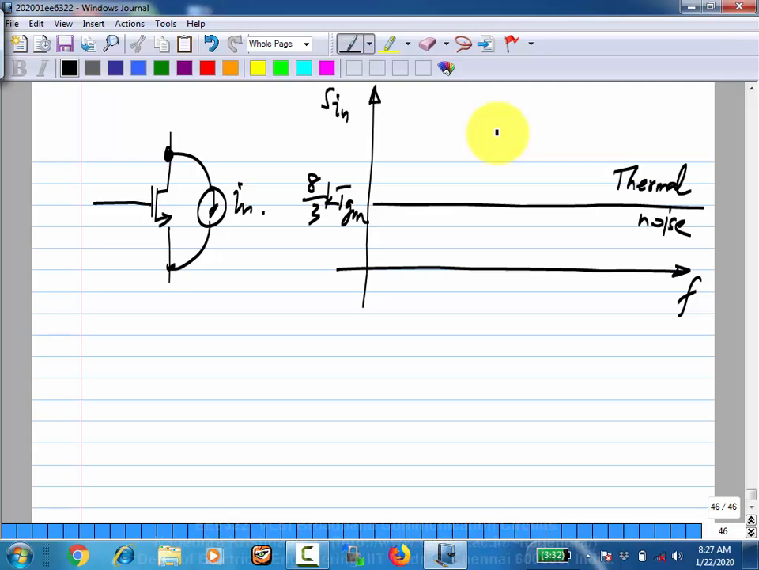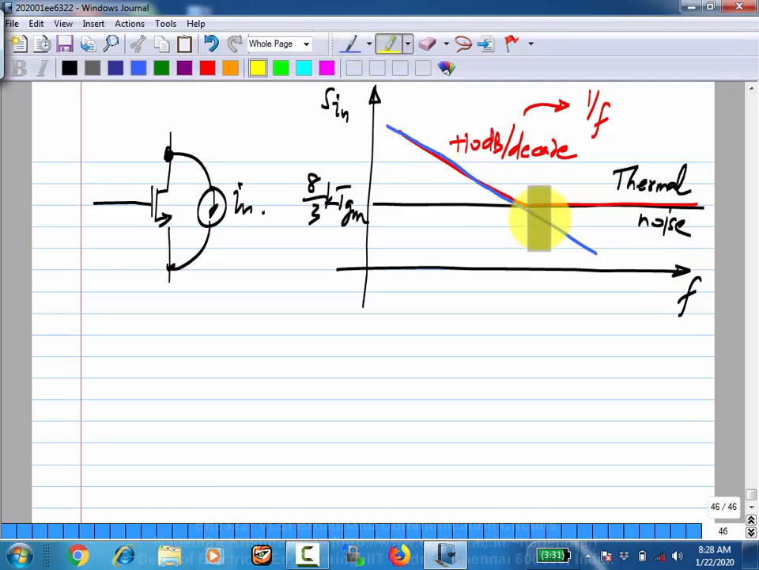If you measure the drain current of a MOS transistor and plot the noise spectral density, you will see that at high frequencies it will follow this, and at low frequencies it rises up at basically plus 10 dB per decade, which means the spectral density has a 1 by f type dependence. This you see also in bipolar transistors and even in resistors, but the magnitude is a lot more significant in a MOS transistor than in a resistor or in a bipolar transistor.